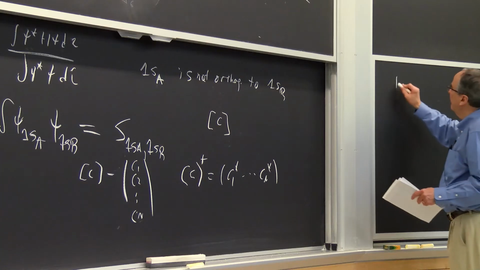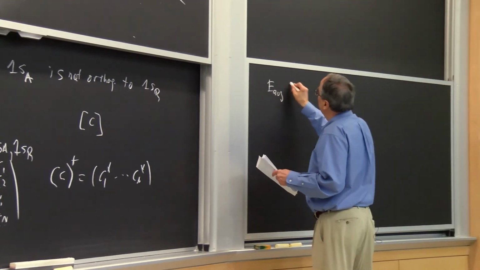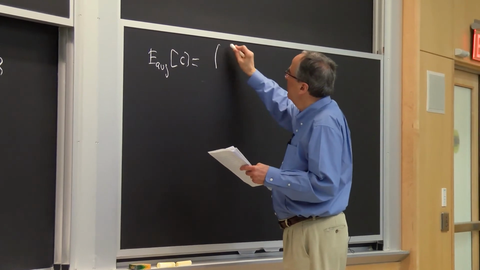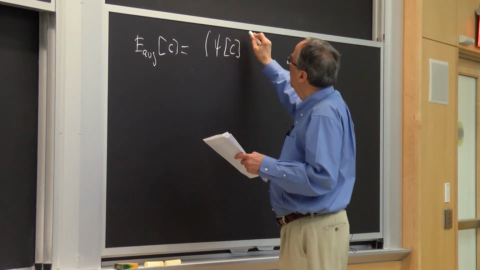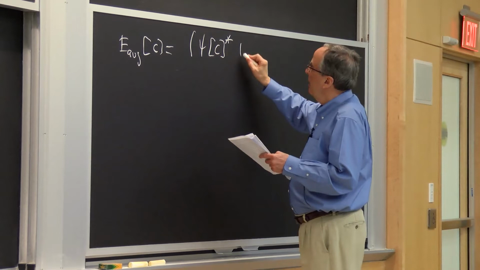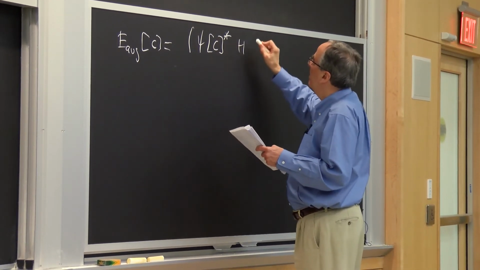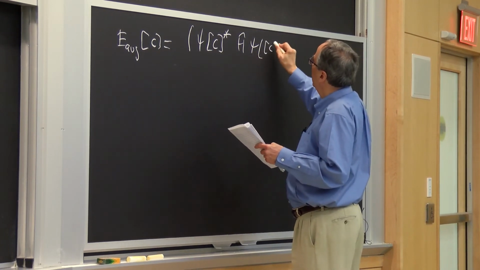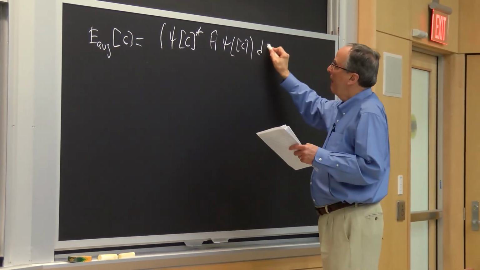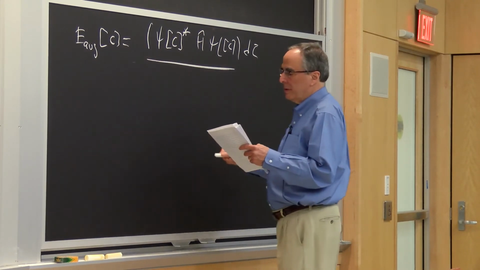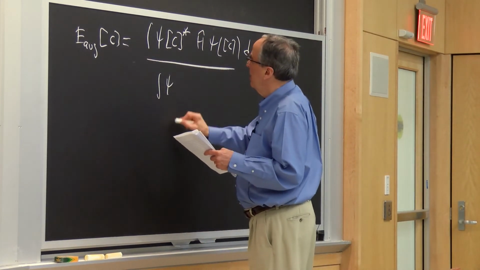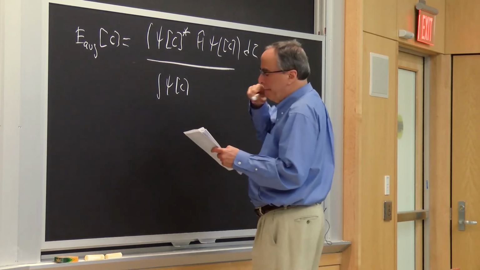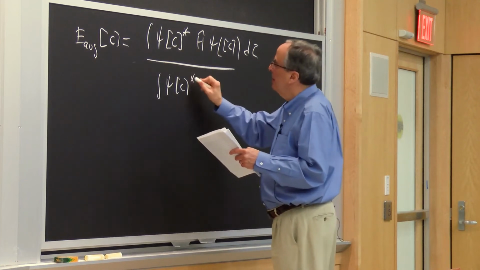And so the average energy expressed as a function of this set of coefficients is going to be the integral of psi C star H psi C d tau over the integral of psi C star psi.